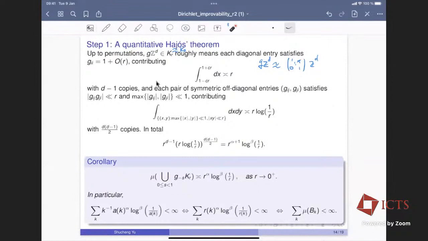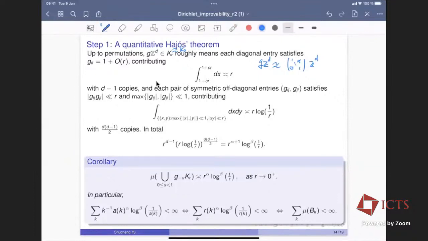More precisely, you can show that for a lattice inside K_R, the diagonal entries are close to 1 up to R, and each of those diagonal entries gives you a contribution of R. You just do the simple integration, you get a copy of R, and there are d-1 such copies. There are d diagonal entries, but because of the determinant one condition, you have to remove one entry, so you get d-1 copies. And then for each pair of symmetric off-diagonal entries, g_ij and g_ji, their product is small in the sense that it's bounded by R, and each of them could be relatively large; they are only bounded by 1.